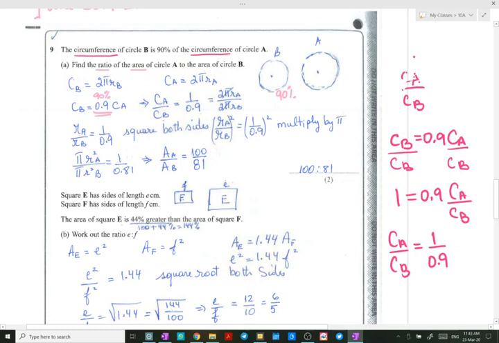Replacing the value of CA, which is 2 pi radius of A, and dividing by 2 pi radius of B, the 2 pi simplifies, so r of A over r of B equals 1 over 0.9. Now we need to square, because in the area formula we have area is equal to pi r squared, so we need to square the r that we found in order to find the ratio of the areas.